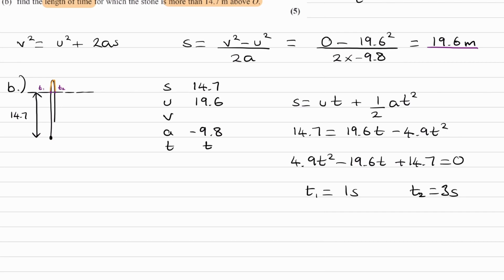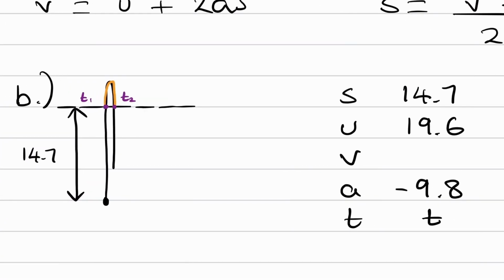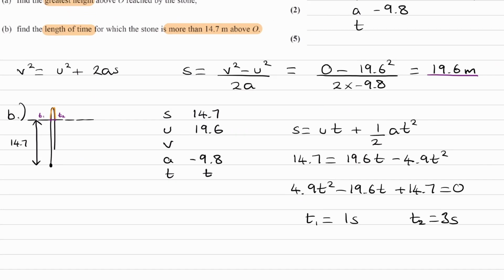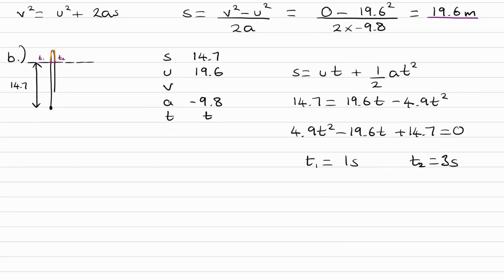So in other words, it takes 1 second to go from the ground to here. It takes 3 seconds to go from the ground to there. So therefore, we find the difference, t2 minus t1, and we get our time that it is above 14.7 meters: 2 seconds, which is our final answer.